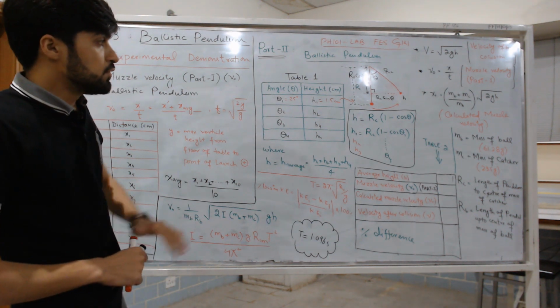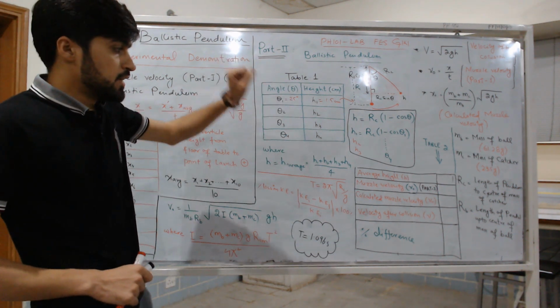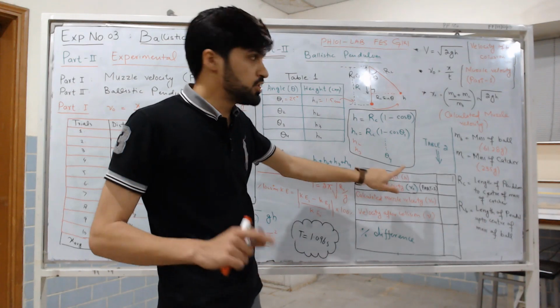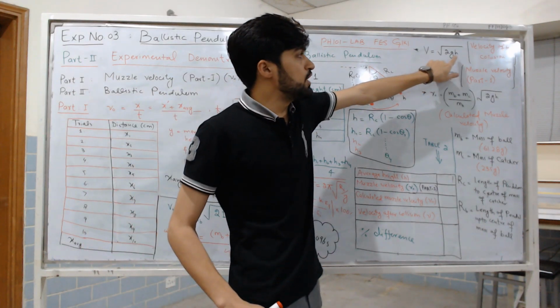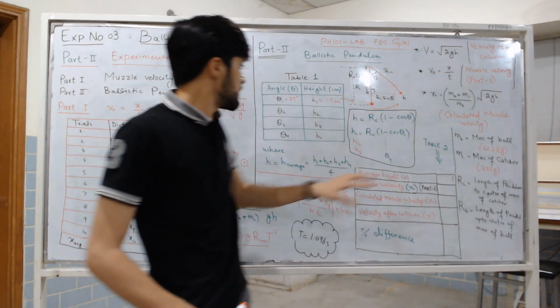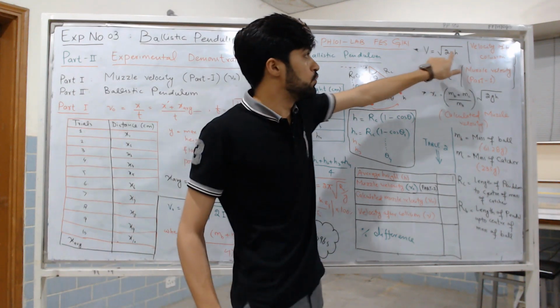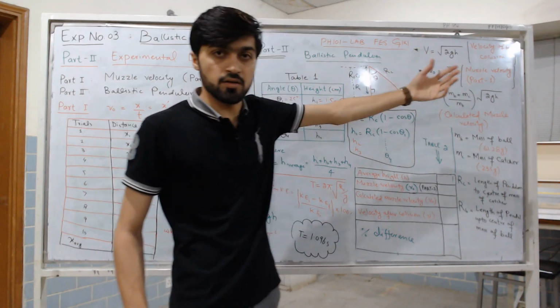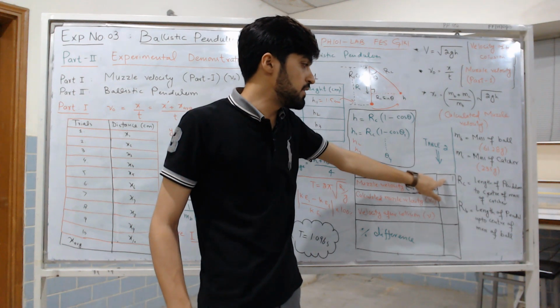Now this is very simple to calculate. What is the average height? Just very simple, you have 2gh. You will get the average value of h from here, put it here. So you will get the velocity after the collision, and you will write the value here.